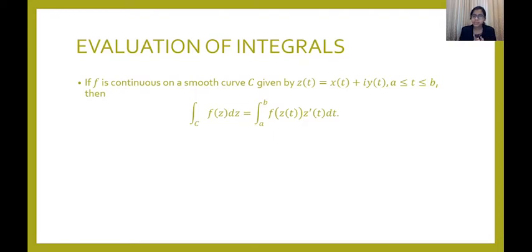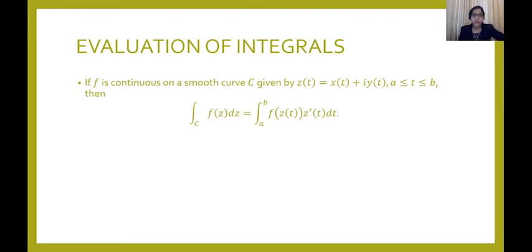So that's it, simple. Instead of integral over C of f of z dz, where z is the definition of the curve, z of t equal to x of t plus i y of t, it can be written as the integral from a to b, the variation of t, of f of z of t into z dash of t into dt. I hope this concept is clear.